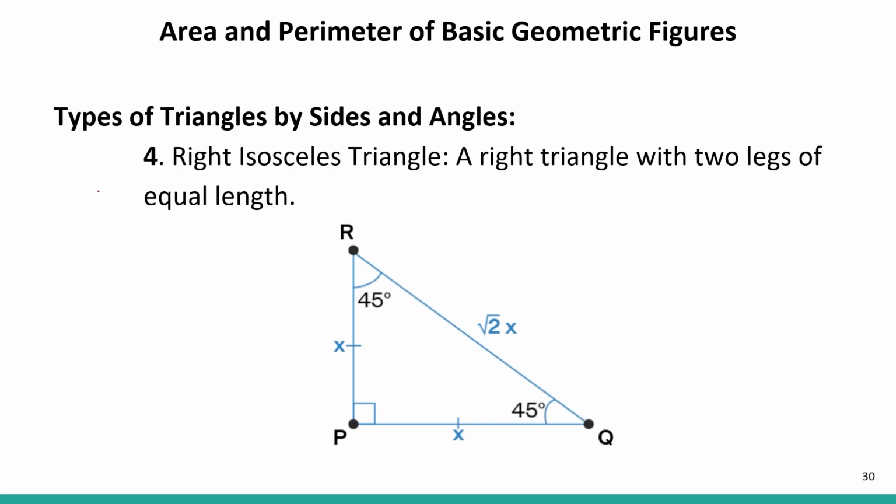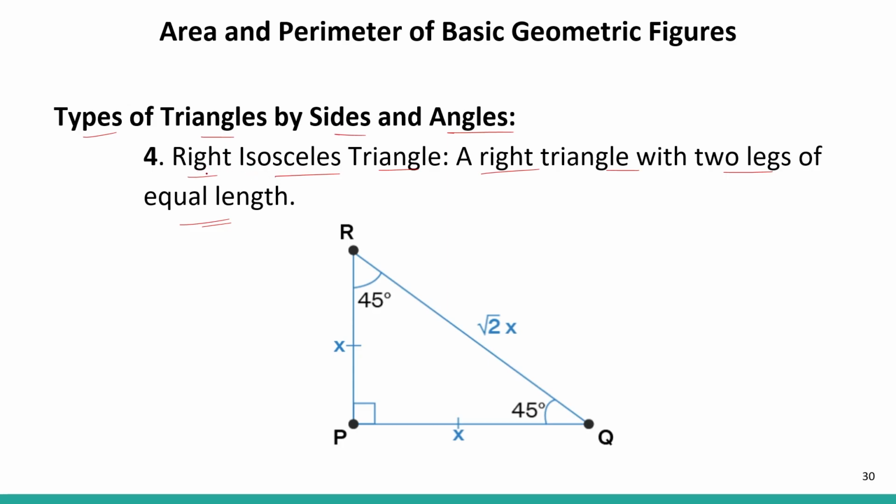Let's see types of triangles by sides and angles. A right isosceles triangle is a right triangle with two legs of equal length. We already know what an isosceles triangle is: a triangle where two sides are of equal length, and their adjacent angles will also be equal. That is a property that it possesses.